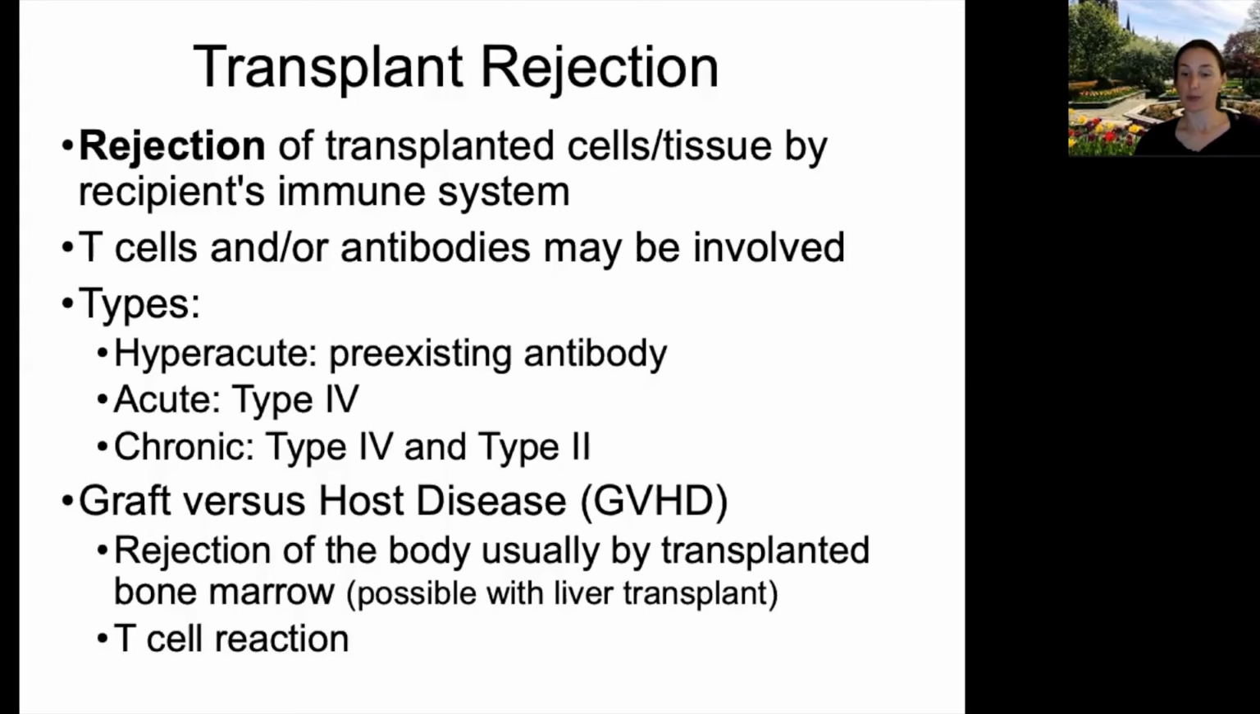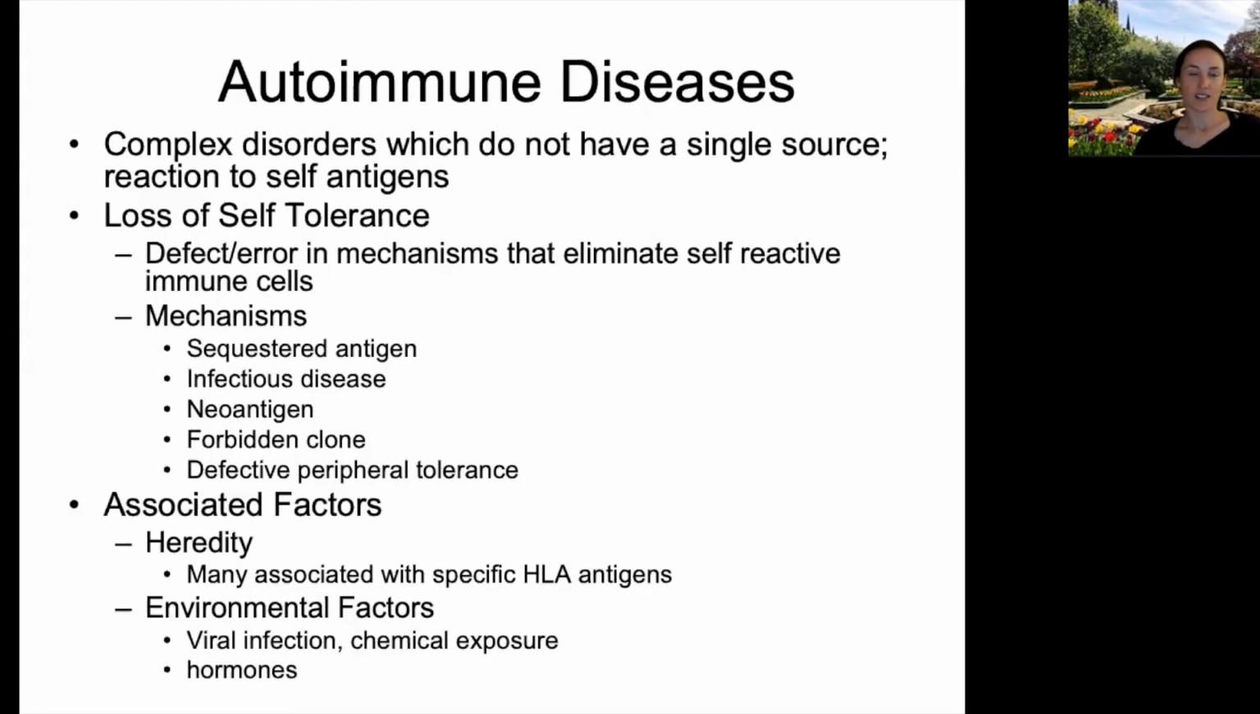It is possible with liver transplant. This is a T cell reaction. Now, autoimmune diseases are often complex disorders which do not have a single source. So there's going to be a reaction to self-antigens. We somehow lose a tolerance of ourself. There's some kind of defect or error in the mechanisms that eliminate self-reactive immune cells.